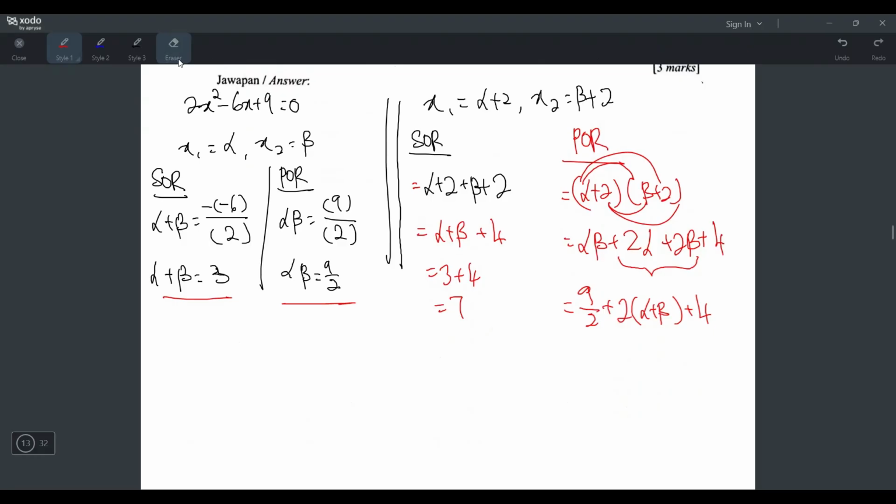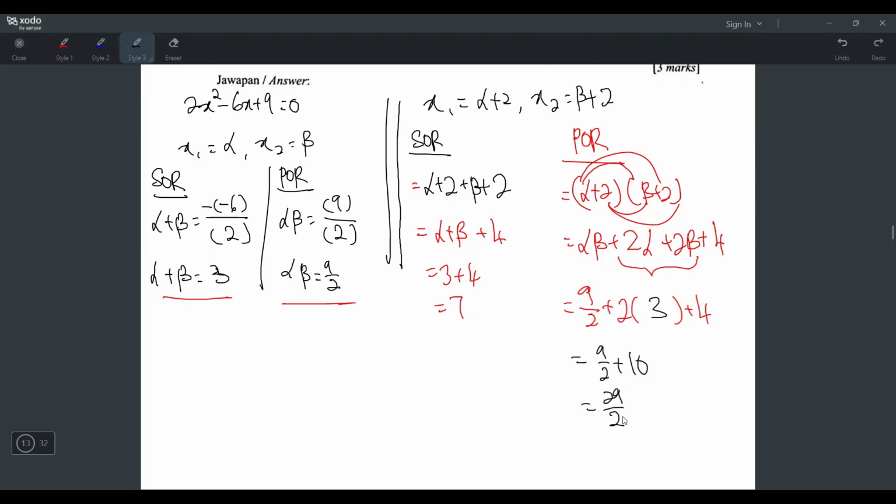And why did I do it like that? Because I have alpha plus beta. So I can just erase this and then substitute 3 like that. So now it becomes 9 over 2 plus 6 plus 4 is plus 10. And then this one is 29 over 2. Okay, you can use your calculator to help you.